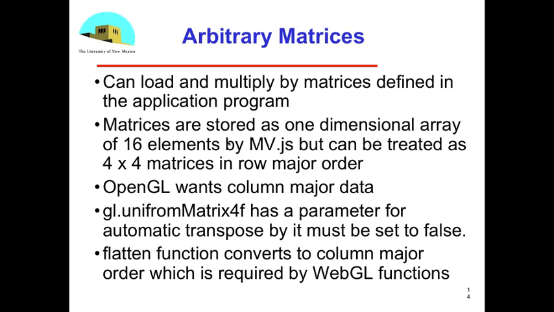Now, the uniform matrix call in regular desktop OpenGL has a parameter that will say, do you want me to transpose this matrix for you to get around this problem? But because WebGL comes from OpenGL ES, which is simpler, that parameter must be false. So you sort of want to say, I don't want to use this flatten function, I want to change it to true, so it'll take the transpose for me. Can't do that. That parameter has to be set to false.